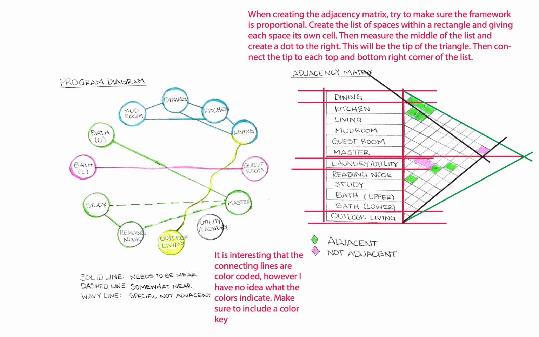And then when it comes to adjacency matrices, they can be really difficult to get down. But here is the method that I would go about in creating the best framework. I would start by creating a straight line, and that will be the edge of this rectangular chart that you're going to create, and then try to left justify all your spaces. And these are left justified.